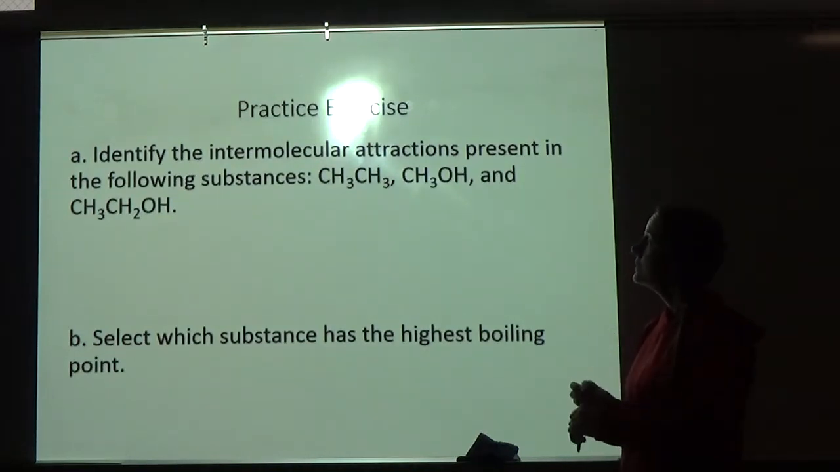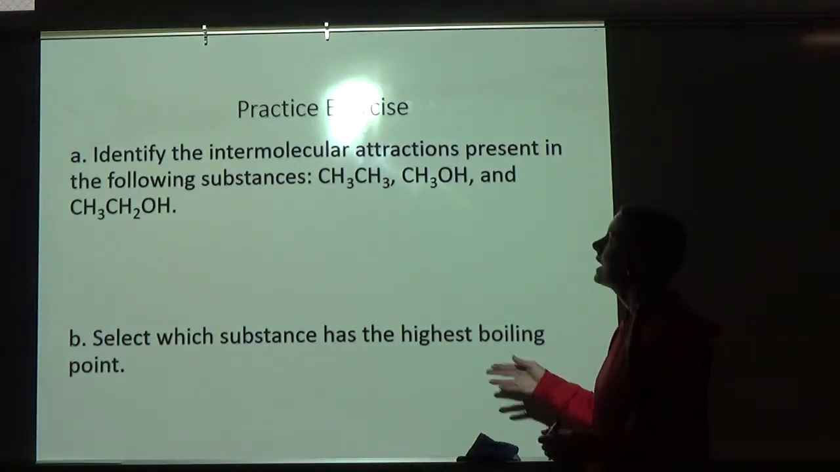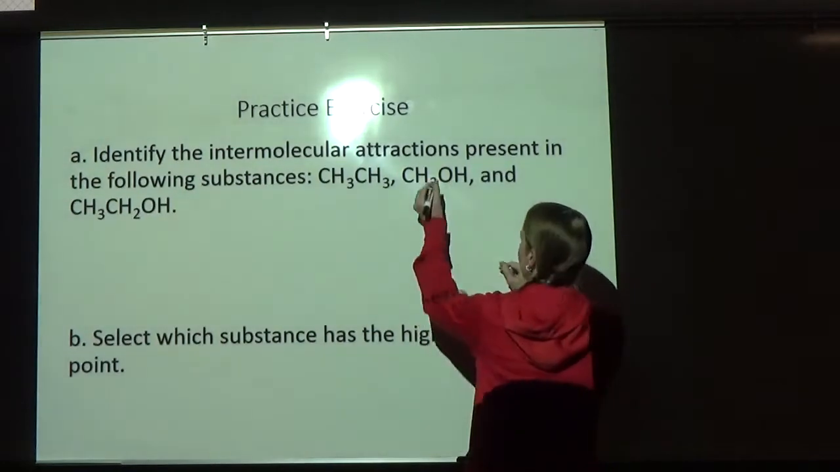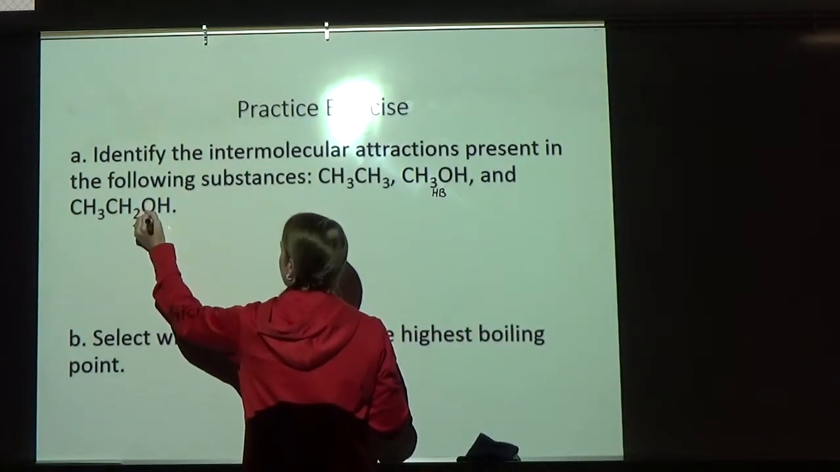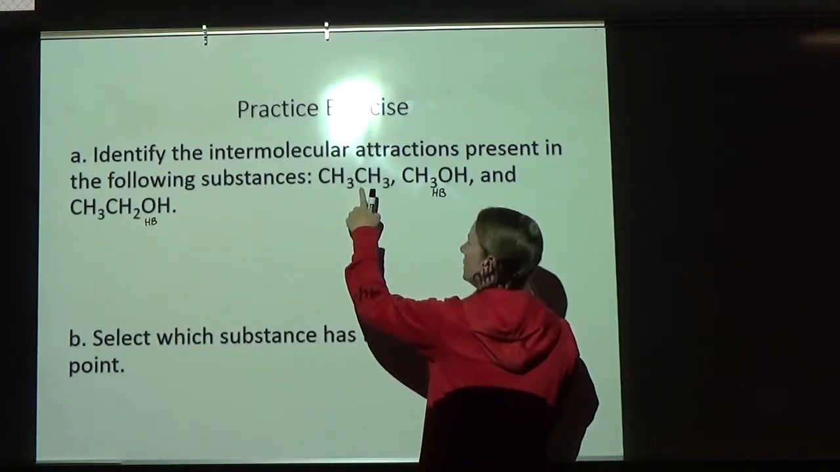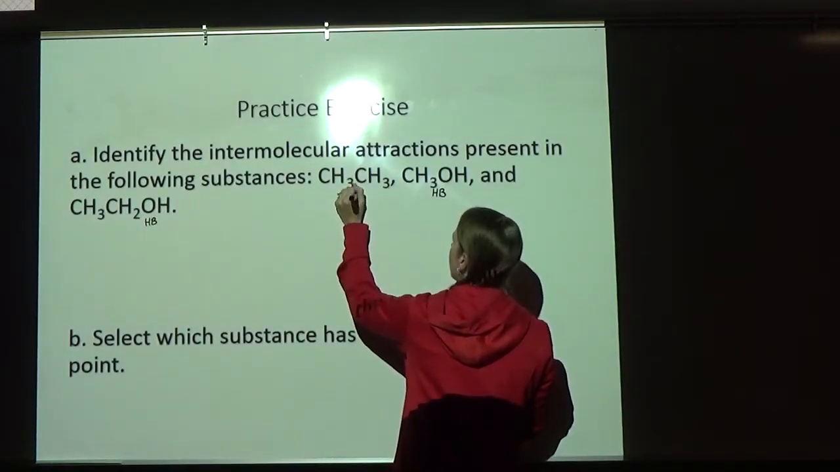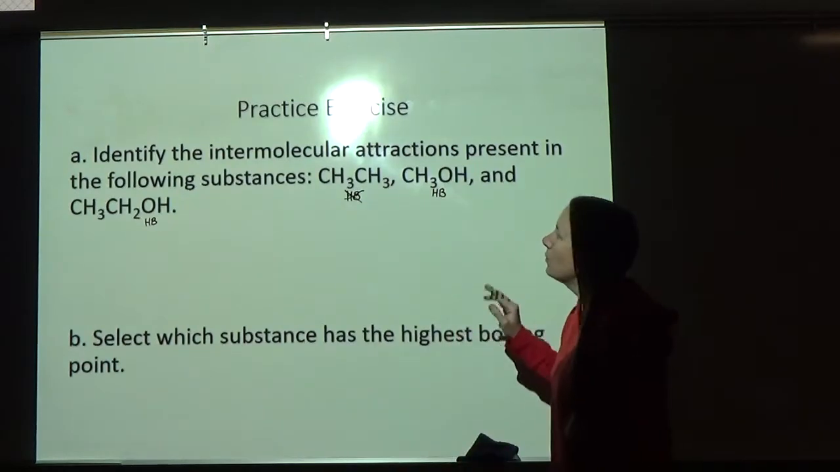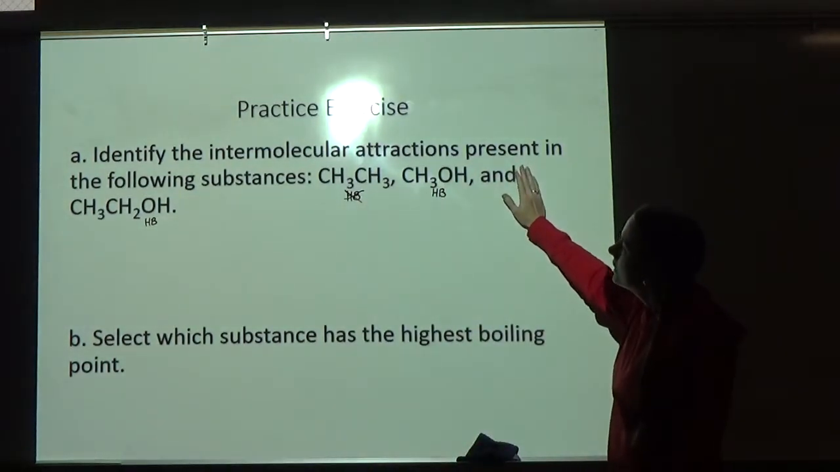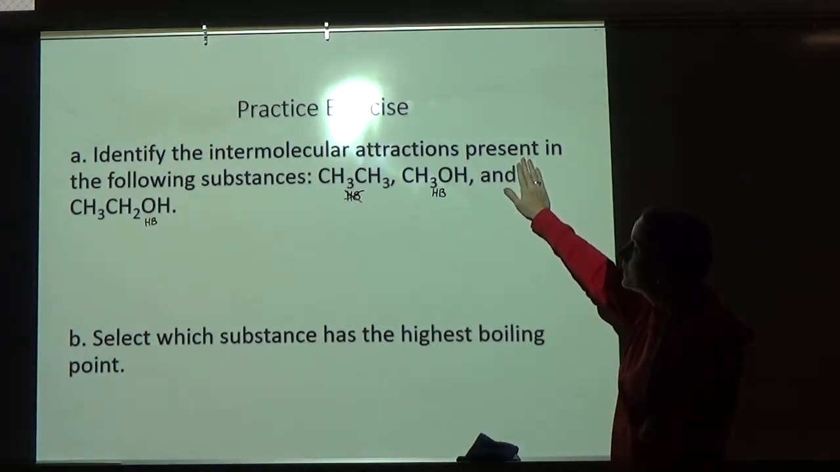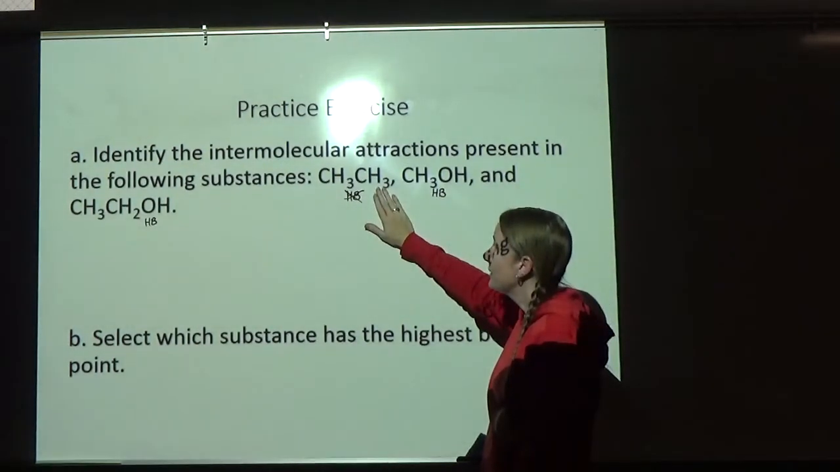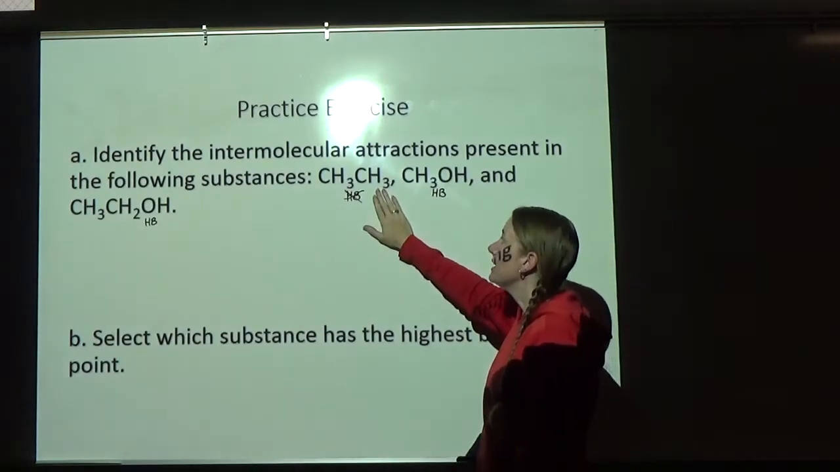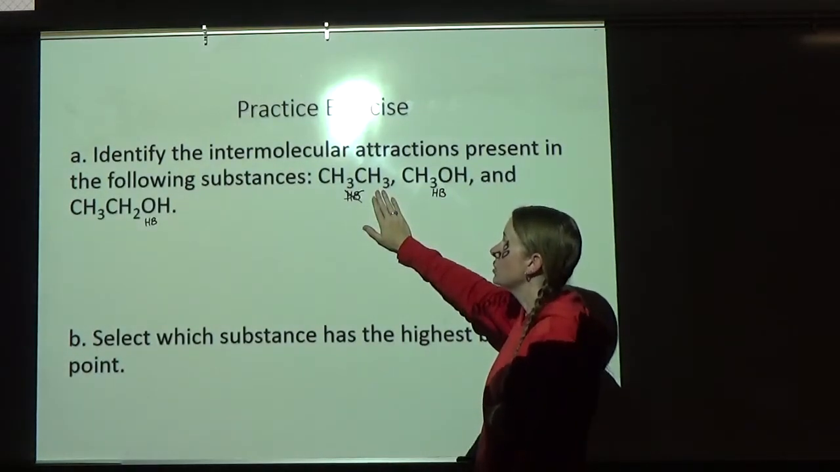The first thing I notice immediately is I can tell this one has hydrogen bonding and this one has hydrogen bonding. And I can see this one clearly does not have hydrogen bonding. We're identifying what intermolecular attractions are present. So I can see this one does not have hydrogen bonding. It would actually barely even have any dipole-dipole attractions because of the shape of the molecule.